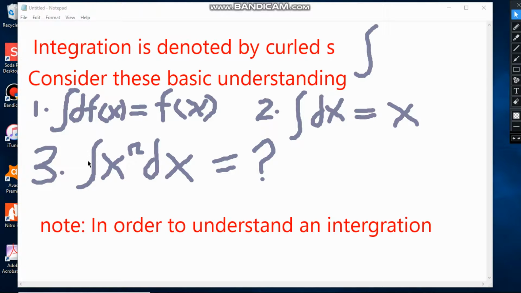And 3, what if x raised to n is behind the derivative of x? What do we get? And this is very interesting. Note, in order to understand integration, we must recall the idea of differentiation.